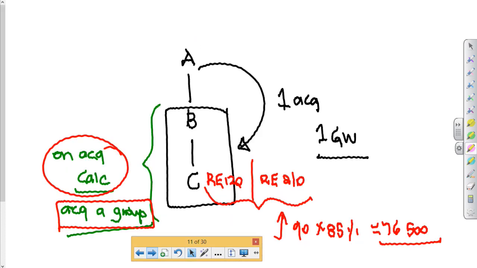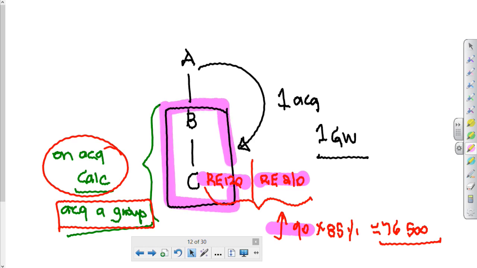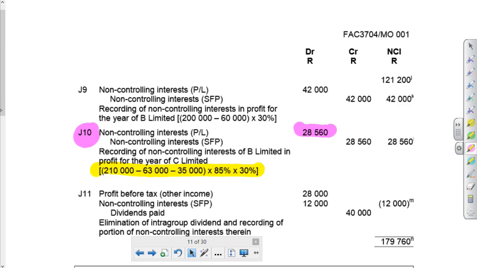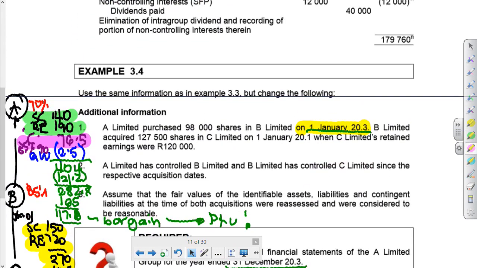Let's look at that calc again. C had a retained earnings of 120 when B bought C. But when A bought into the group, the retained earnings was 210. So the retained earnings have increased by 90 in the group, in this little mini group over here. So B's 85% share of that is 76,500. I'm acquiring a group. So over here, I must bring in the 76,500.